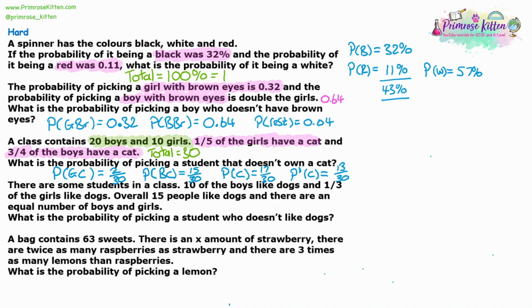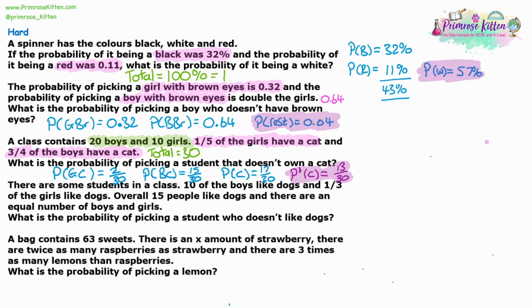Now I just want to highlight the different answers we've had here. I'm going to highlight them in a different colour. So let's highlight them in purple. So for question 1, the answer was 57%. In question 2, the answer was 0.04. And in question 3, the answer is 13 out of 30. So just look at the 3 different ways you can write your answers. Question 1, the question is mostly in percentages. I've written my answer as a percentage. The total for percentages is 100%. We have to add up to 100%.